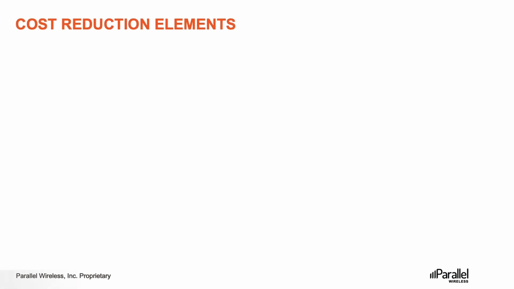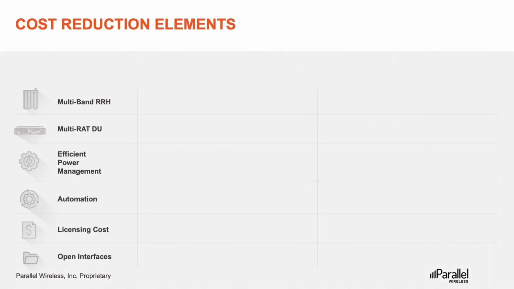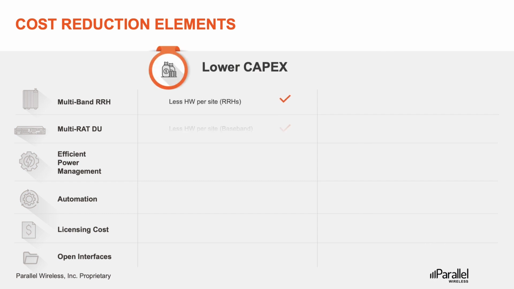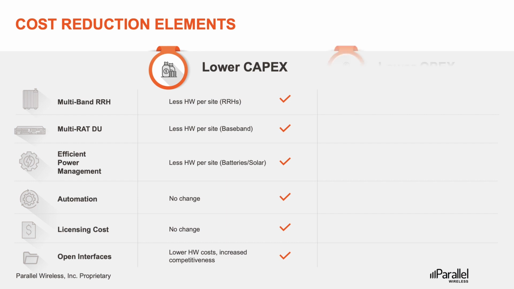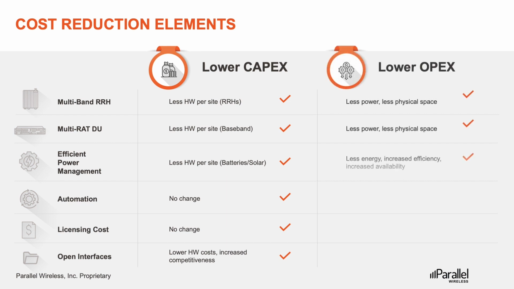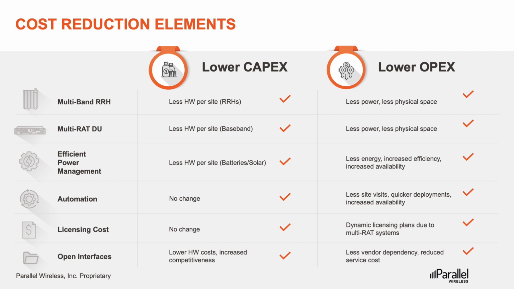We try to take all the main cost reduction elements within a network and run a side-by-side comparison between them to see which has an impact on CAPEX and which has an impact on the OpEx. We can clearly see from the list that not all the cost reduction elements are affecting both the CAPEX and the OpEx. And some items, such as automation and licensing, for example, are directly affecting the OpEx but have zero effect on the CAPEX.